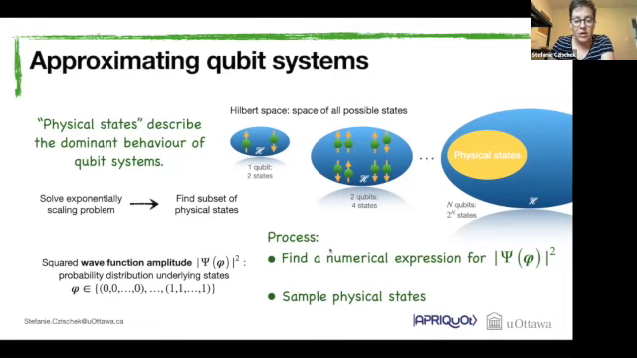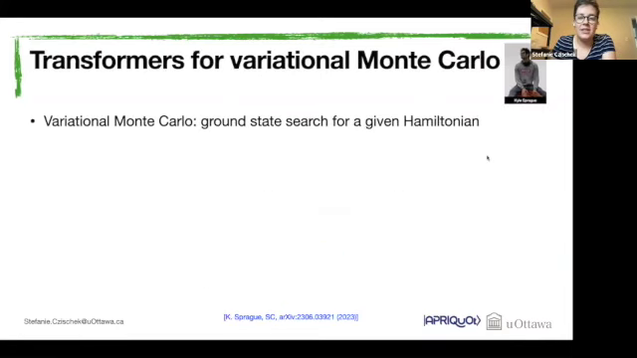So the main point that we need to address now is how we can find a numerical and especially efficient expression for these squared wave function amplitudes, or for the probability distributions underlying all our basis states of our qubit system. And yeah, this is where we use the transformers and perform variational Monte Carlo.